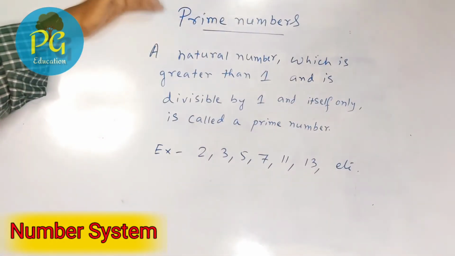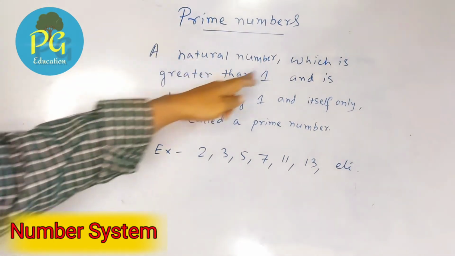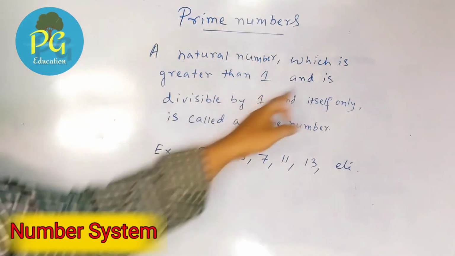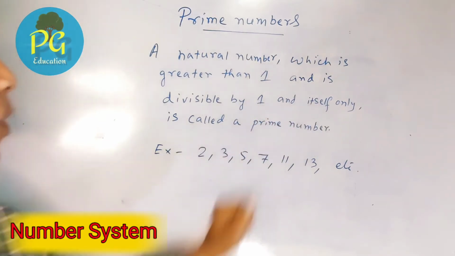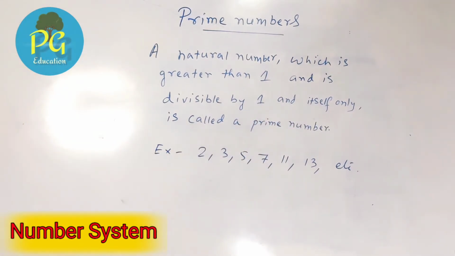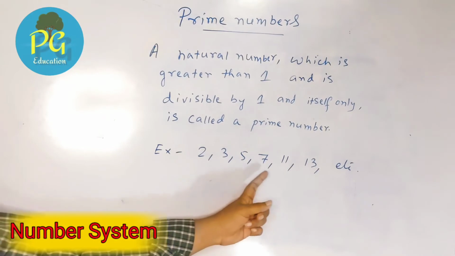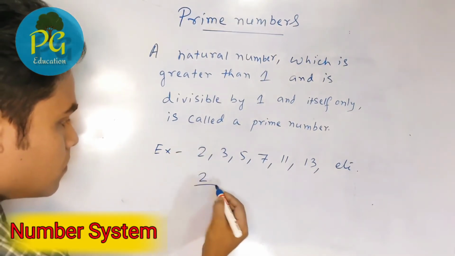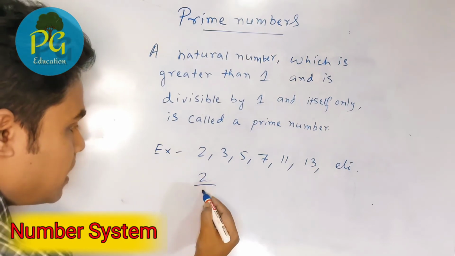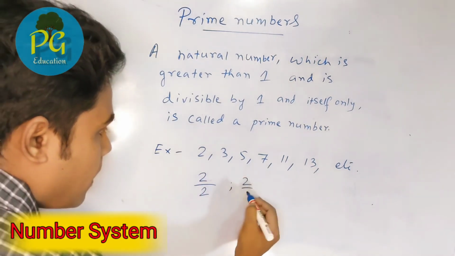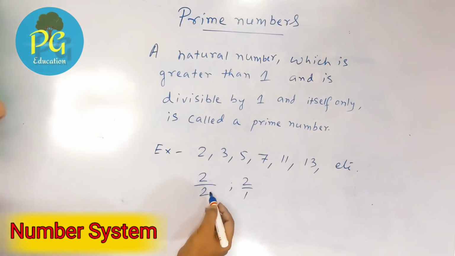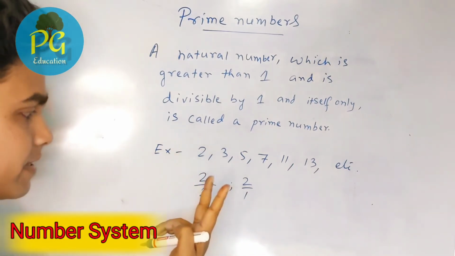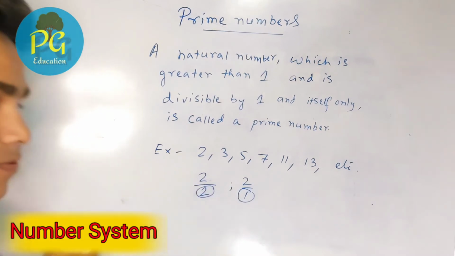Now prime numbers. What are prime numbers? A natural number which is greater than 1 and is divisible by 1 and itself only is called a prime number. Example, 2, 3, 5, 7, 11, 13, etc. Here you look, these numbers are prime. Why? Because you see, 2 is divided by 2 and 1. So 2 has 2 divisors, 1 and itself.